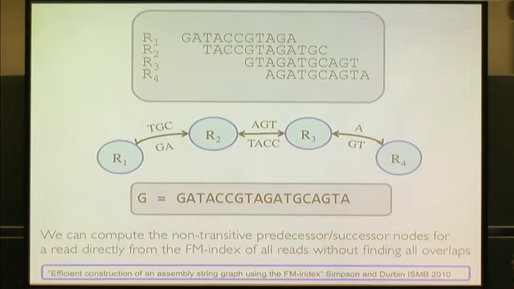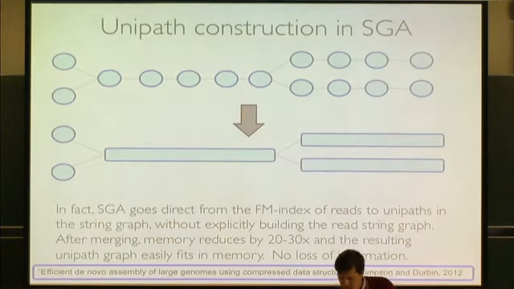But we can do that on the FM index. We can essentially do that without going into the direct representation of what all the reads are. We can do it by looking at these arbitrary k-mers, the k-mers which are the overlaps, and looking for what extends me by one base, or by the next extension. And we can generate the non-transitive predecessor successor nodes without finding all the overlaps. So it's a linear time algorithm on the number of reads.